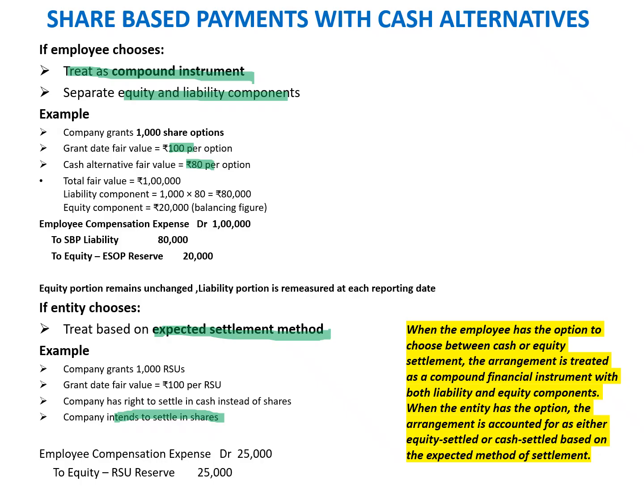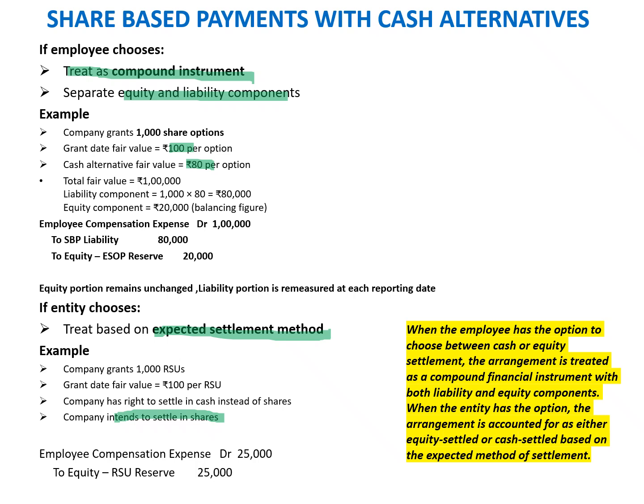So when the employee has the option to choose between cash and equity settlement, the arrangement is treated as a compound financial instrument with both liability and equity components. When the entity has the option, the arrangement is accounted for as either equity settled or cash settled based on the expected method of settlement. So this is a thumb rule, and we have discussed this in the previous slides as well.